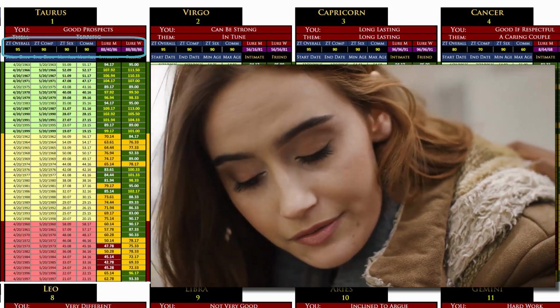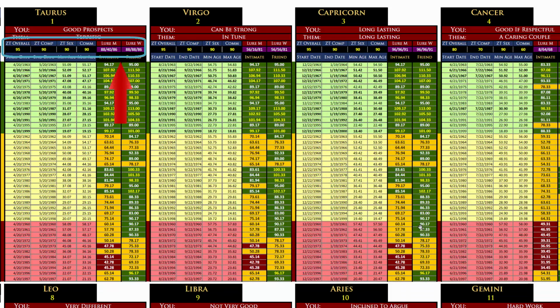Okay, so let's talk about the lure section here. We have a masculine lure and a feminine lure, or lure W for women, lure M for men. Okay, these numbers here were pulled in from multiple reports and studies done on millions of couples and people worldwide. And these numbers reflect the magnetic factor of how attractive it is that you will find a person who is of this sign to you.